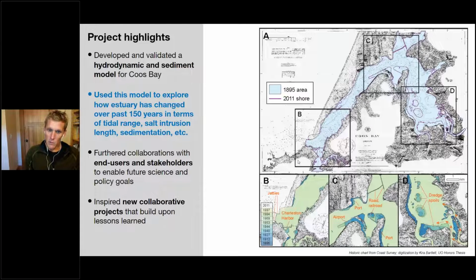So I will mention too that we have the 1895 map, and then in this colored legend down here, these are the other maps that we were able to find. So we had maps from 1895 all the way up to 2011, including 1912, 1927, 1940. So we were able to look at the change in the estuarine area and volume over time. And this was a lot of work, a lot of hand digitization that was done by an undergrad at UO, Kira Bartlett.